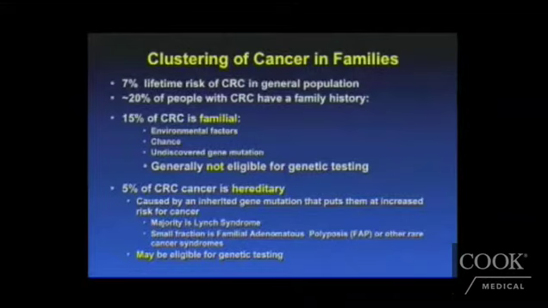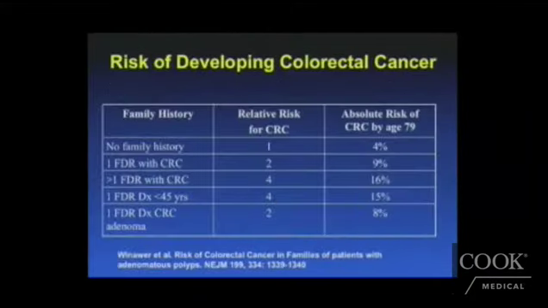However, in approximately 5% of those patients that have colon cancer, hereditary risks actually play a role. And these are caused by an inherited gene mutation that puts them at significantly increased risks for colon cancer. The majority of these patients have something known as HNPCC, or hereditary non-polyposis colorectal cancer. It's named after a physician by the name of Dr. Lynch, and it's now known as Lynch syndrome. And there's a smaller fraction of patients that have familial adenomatous polyposis or other rare cancer syndromes. And these very interesting polyposis syndromes may be eligible for genetic testing.